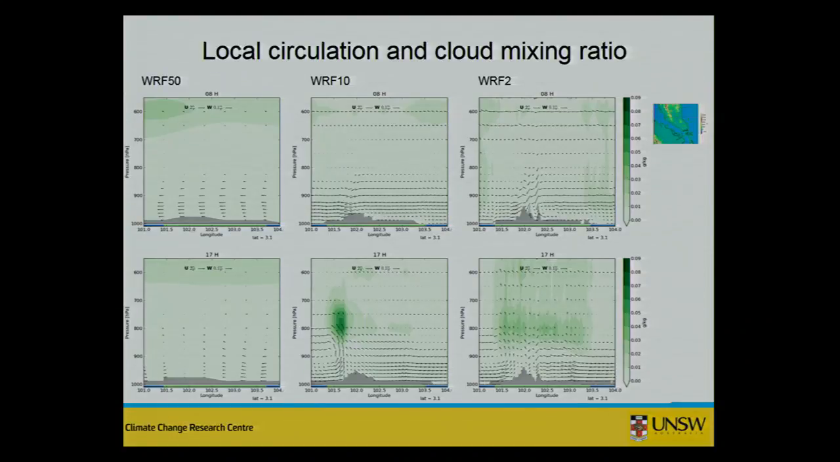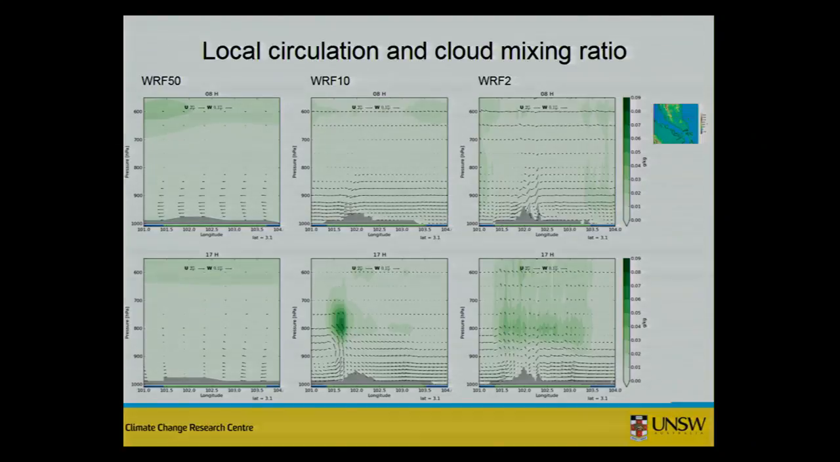For the 10 kilometers, we start to see some patterns created by the local topography in this area. And when we move to the 2 kilometers, we see the land breeze, the reversal of the winds, and some subsidence in the interior of the peninsula. I don't show the ocean here, but this is going back into the ocean and creating the convective system over the ocean.